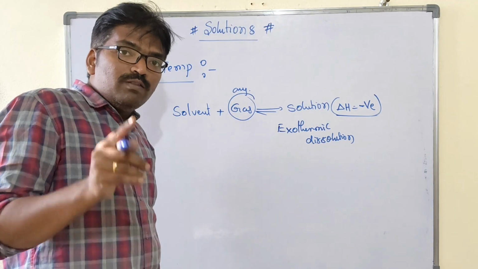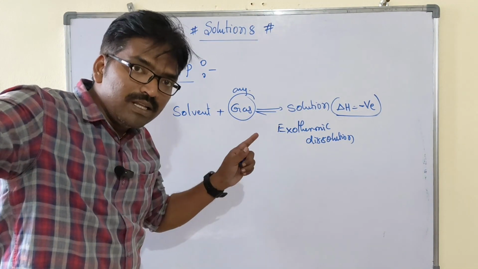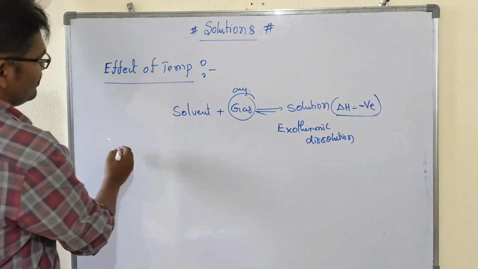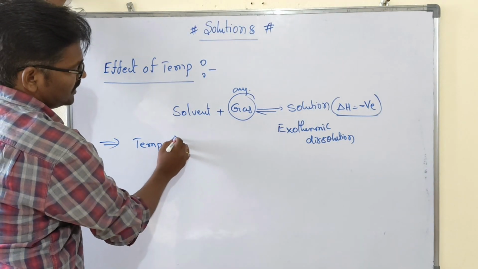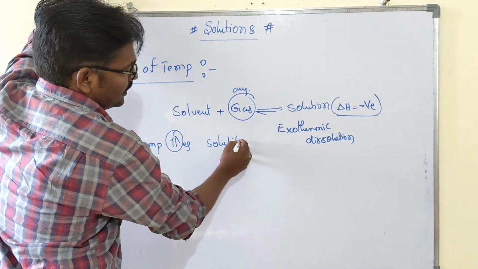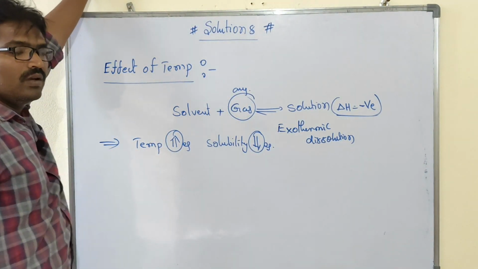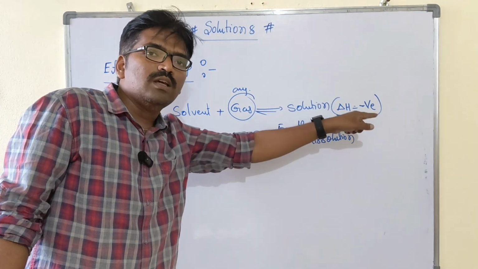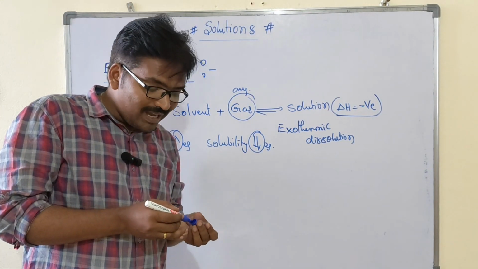We discussed this point in solids and liquid solutions, right? Exothermic dissolution will be there. Temperature increases, solubility decreases. So remember, my dear students, temperature increases, solubility decreases in this case. Why, sir? Because it is exothermic dissolution. In exothermic dissolution, when the temperature increases, the solubility decreases.